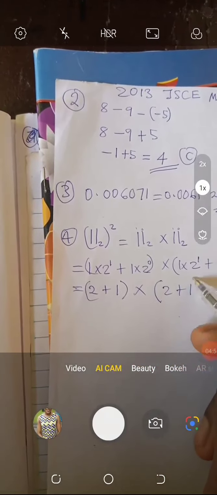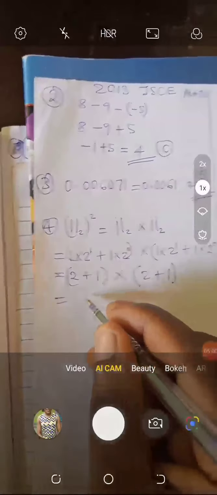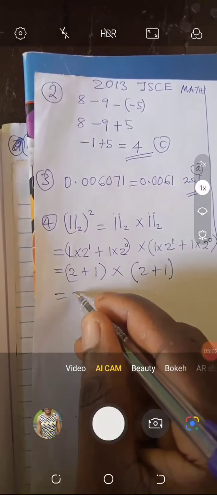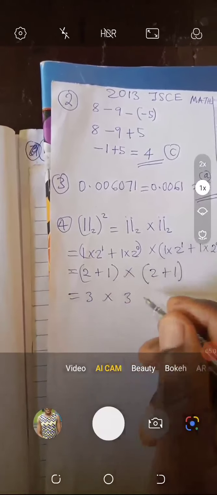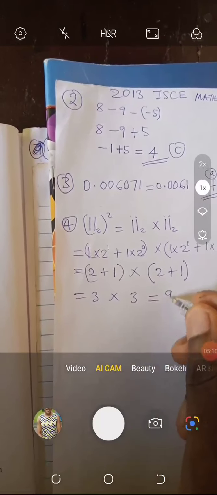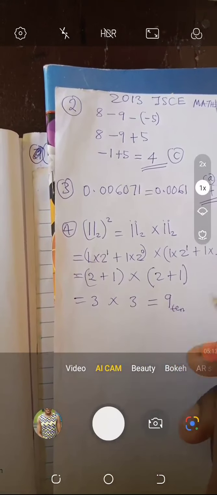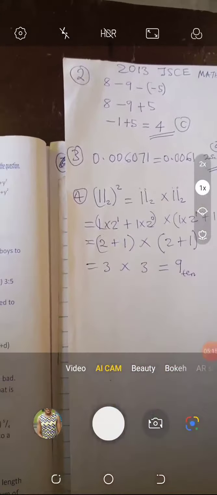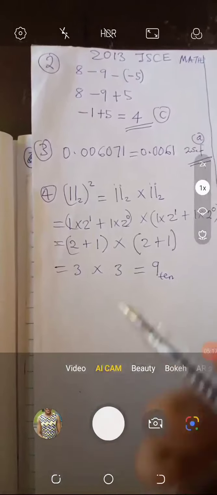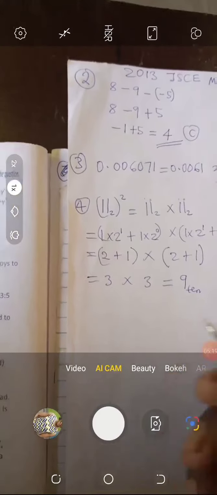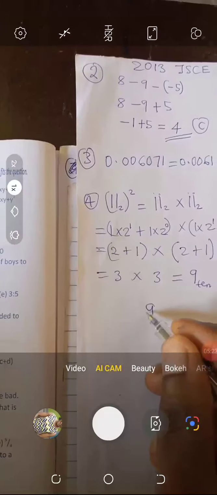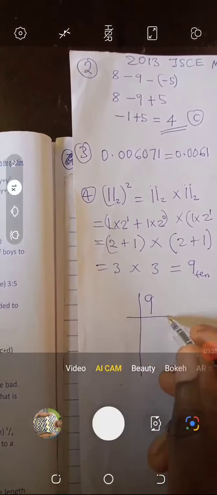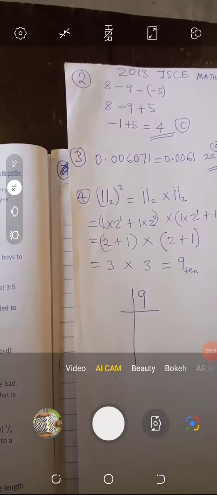So do that. Finally we have 3 here times 3, 3 for this one, 3 for this one, so we have 9, and this is base 10. We ended up converting this whole thing to base 10, so we can now return the base 10 back to base 2. So returning base 10 back to base 2, we simply use repeated division. Remember, you use repeated division to convert from base 10 to other bases.